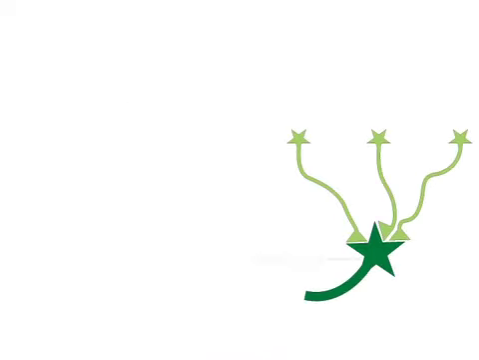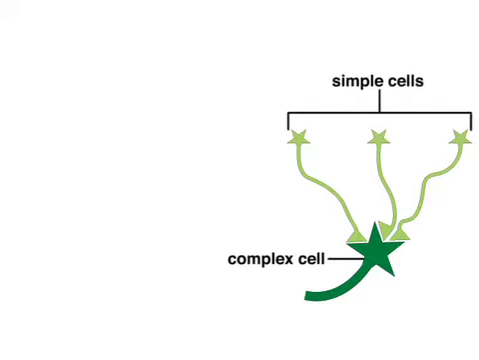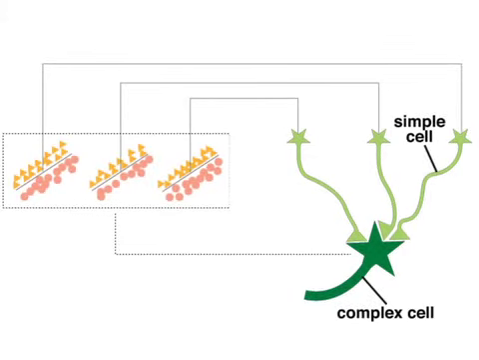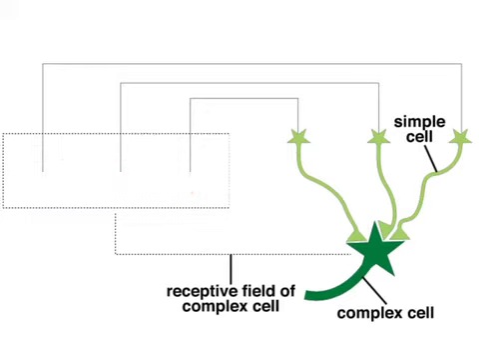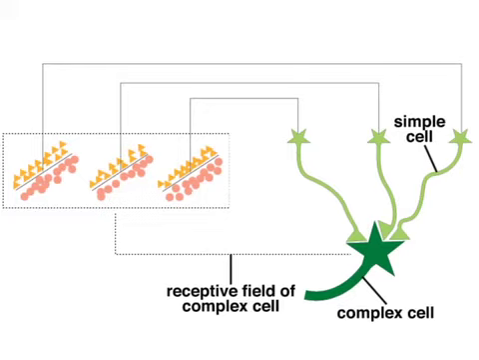Likewise, the receptive field of a complex cell may depend upon the input of simple cells earlier in the visual processing pathway. Here, the dashes represent the receptive field of the complex cell, which is created by the convergent input of the receptive fields of multiple simple cells that have the same orientation preference.